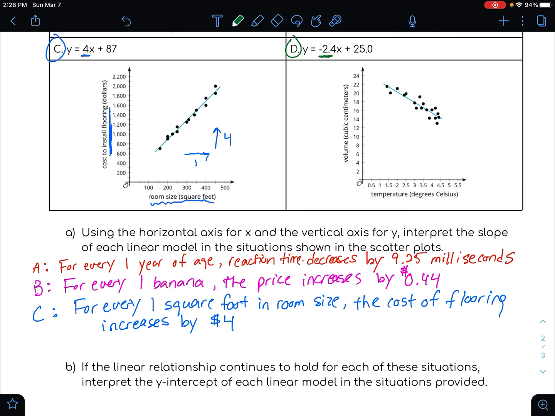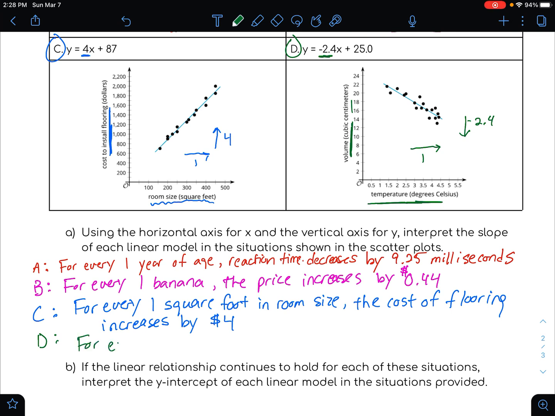All right, D, we have negative 2.4. So notice this time our line is going down. And just like before, every time we go over 1, in this case, the y values are going down by 2.4, so negative 2.4. They're going down by 2.4. So on the x, for every 1 degree in temperature increase, the volume, whatever we're measuring here, decreases by 2.4 cubic centimeters.